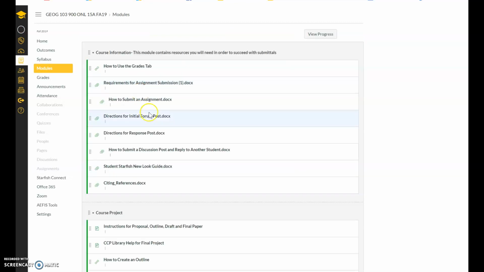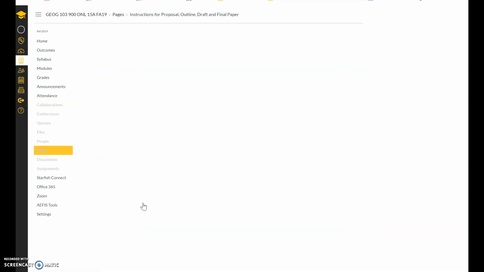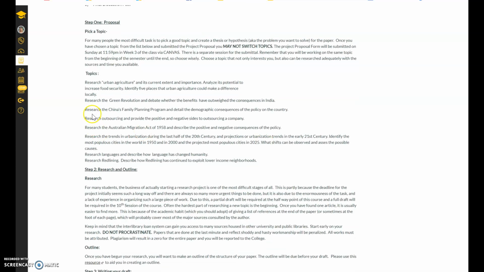Again, the topics that you can choose from are listed here. Here's the other thing. If everyone picks China's family planning program and detail the demographic consequences of the policy on the country, if everyone picks that topic, I am going to then assign topics to everyone, because we can't have 36 people writing the same paper in this class. It's just not how a research paper works. Also, that leads to more questions from me.